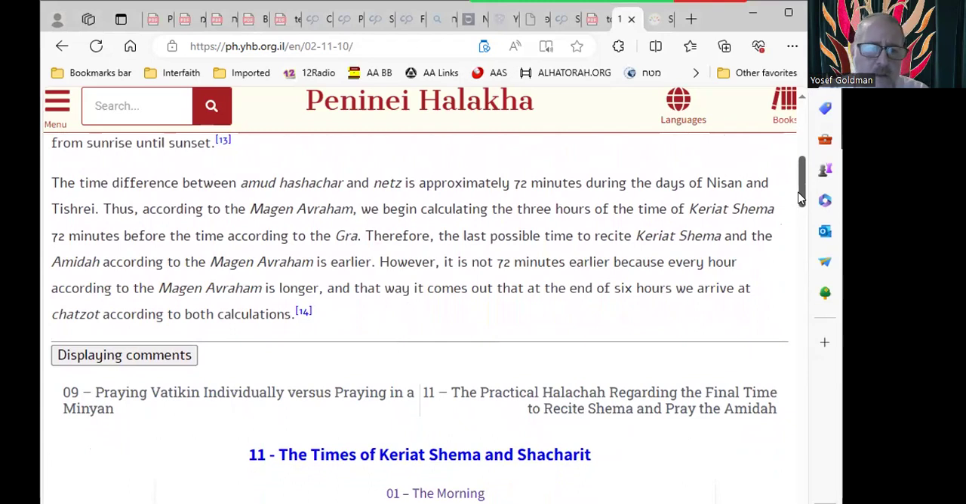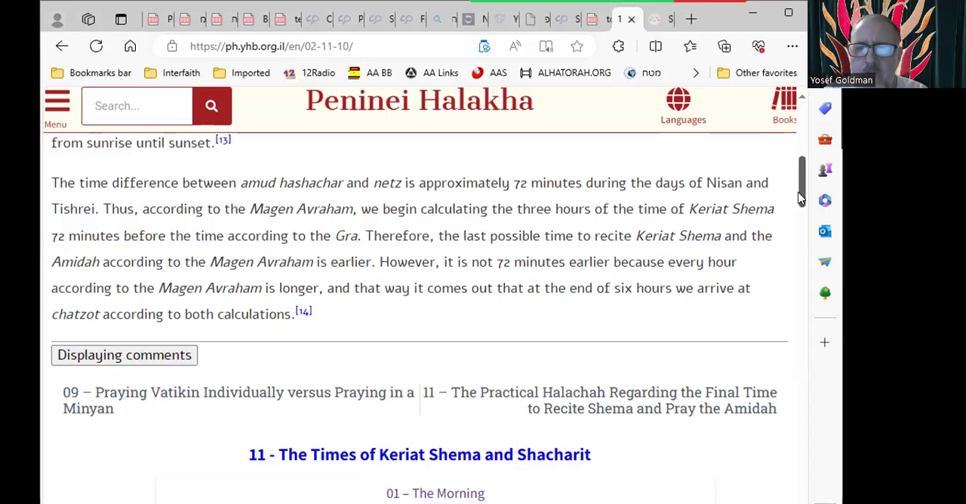So the time difference between Amud Shachar and Netz is approximately 72 minutes during the days of Nisan and Tishrei, the spring and fall. Thus, according to the Magen Avraham, we begin calculating the 3 hours of the time of Kriyat Shema 72 minutes before the time according to the Gra. Therefore, the last possible time to recite Kriyat Shema and the Amidah, according to the Magen Avraham, is earlier. However, it is not actually 72 minutes earlier, because every hour, according to the Magen Avraham, is longer, and that way it comes out that at the end of the 6 hours, we arrive at Chatzot according to both calculations.